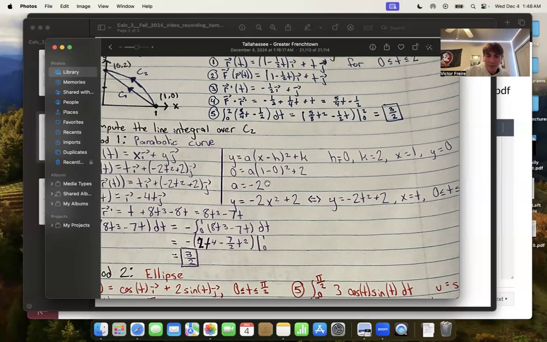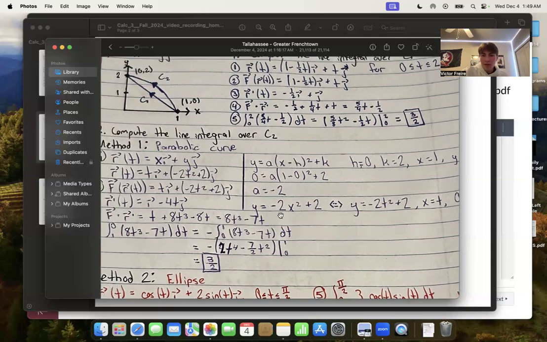So now when we get this right here, y equals a(x minus h) squared plus k, and then we put in -2 here, then we put in 0 for h and 2 for k. Now we get the equation of our parabola right here, right? It's going to be y equals -2x squared plus 2.